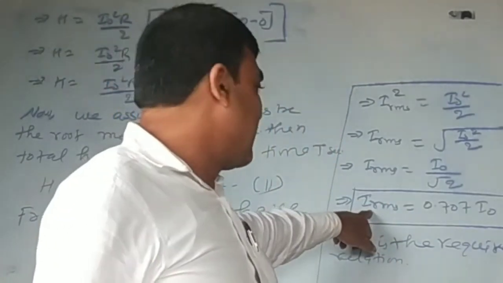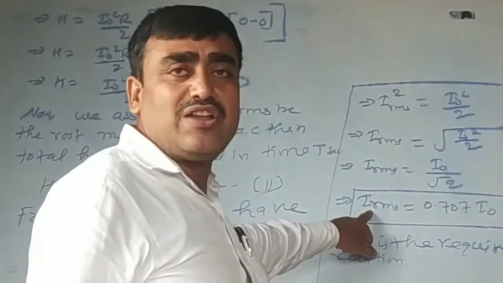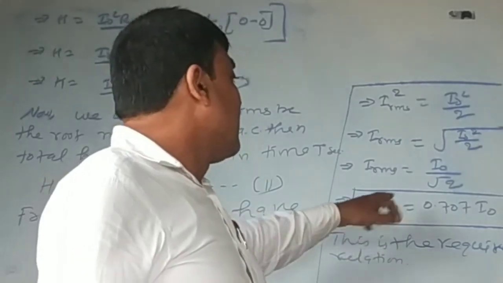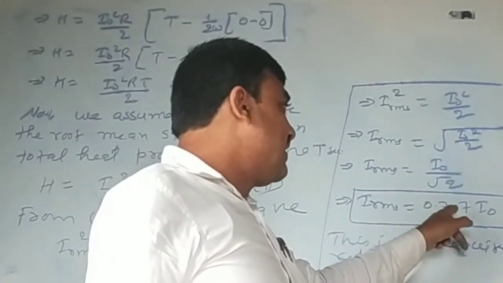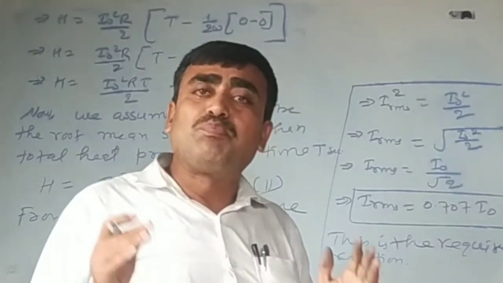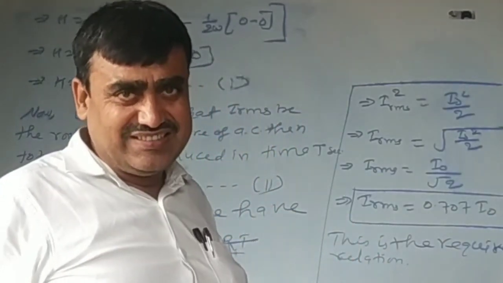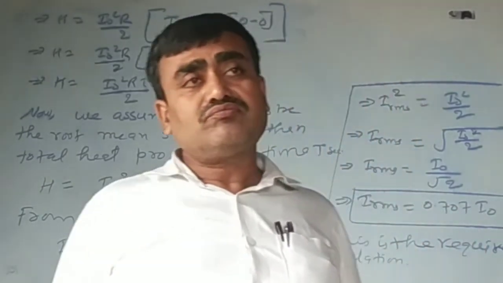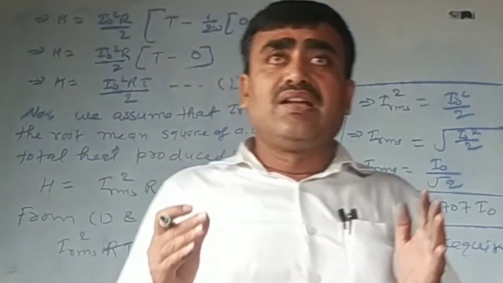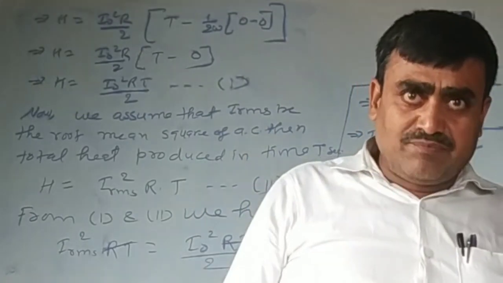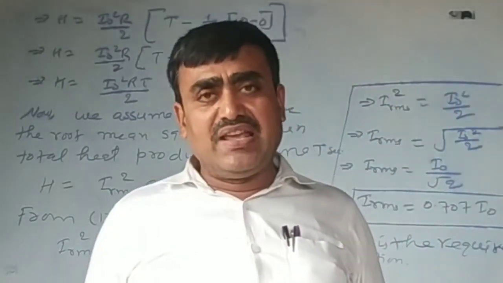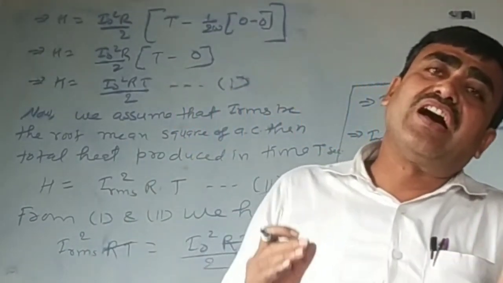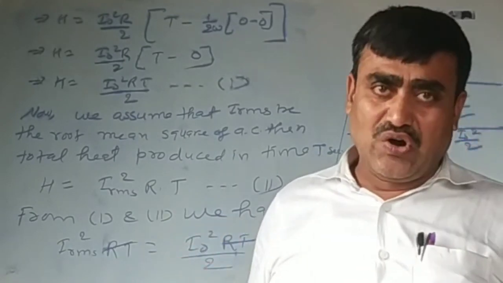That means IRMS, root mean square value of AC, is equal to 0.707 times the peak value of AC. And hence we are able to establish the relation between IRMS and I naught.